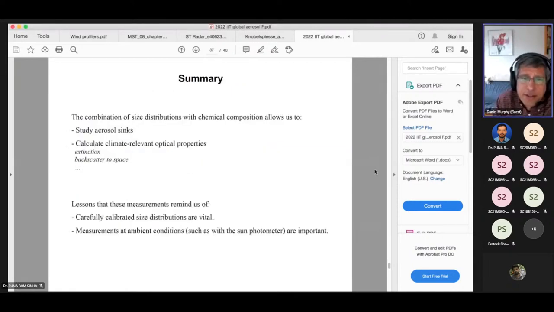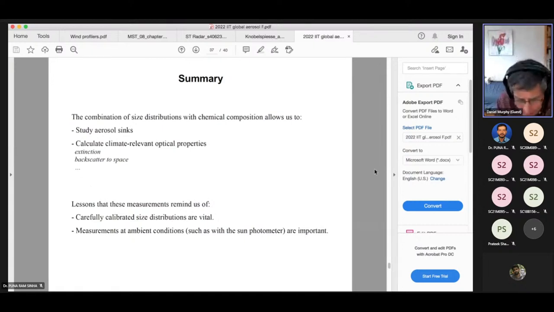And the summary here: combining size distributions with chemical composition allows us to study aerosol sinks and to calculate climate-relevant optical properties. And I'm proud of being able to study the sinks. It's a contribution that's different than studies of sources.